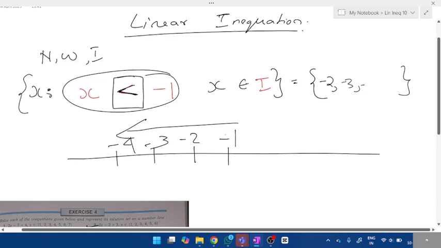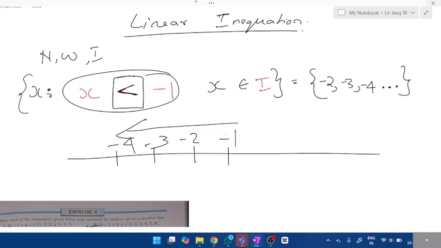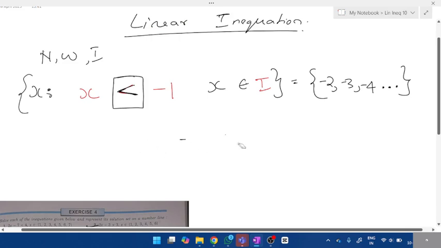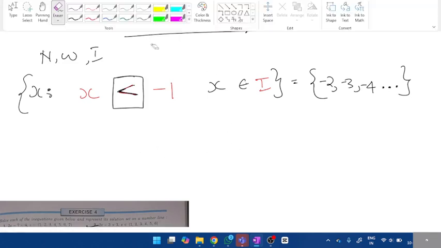Minus 2, minus 3. Usually what do we do if the numbers continue? You keep dots. Is this clear? And how do you place this on the number line, Adya?